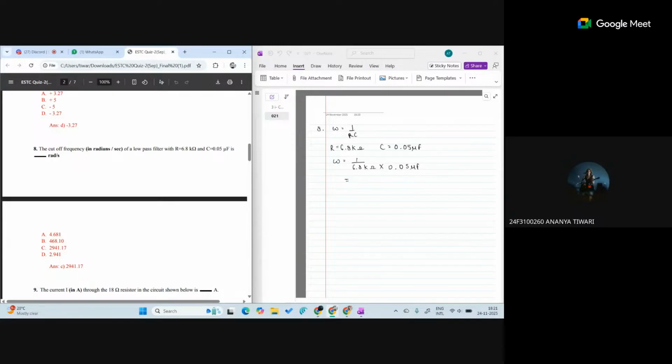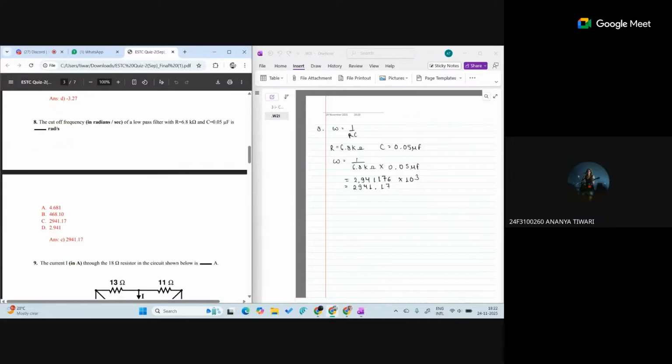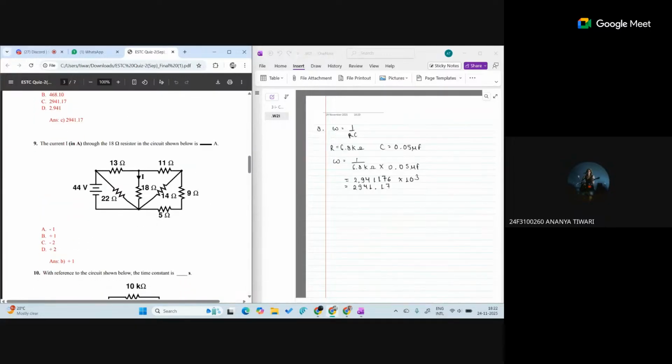1 divided by 6. So we are getting 2.94117 into 10 to the power 3. So we can multiply this now. 2.941176. We can remove the rest because we have to write it only till the second decimal point.